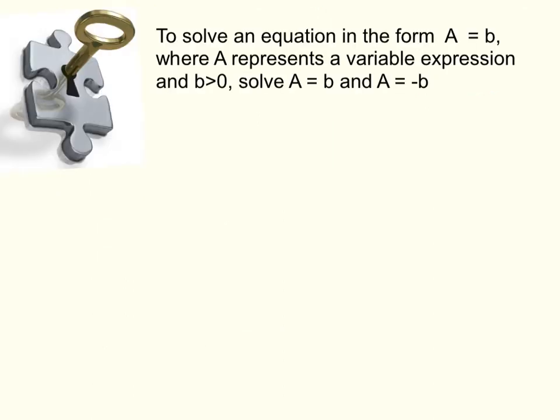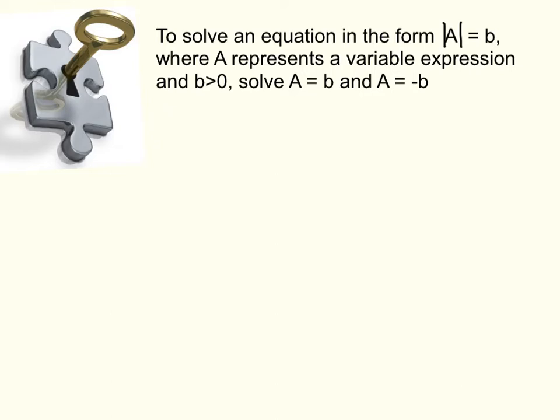So here's your rule, your key idea. To solve an equation in the form where you have the absolute value of a variable expression equals b, where a represents that variable expression, but b has to be bigger than 0, make note of that, you can solve two separate equations: a equals b and a equals negative b.